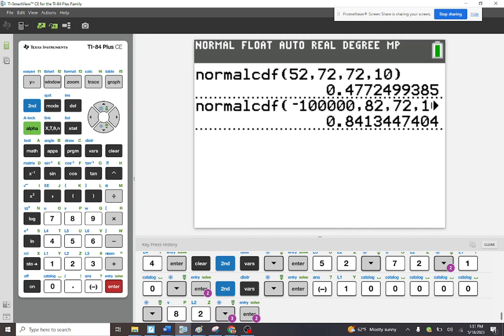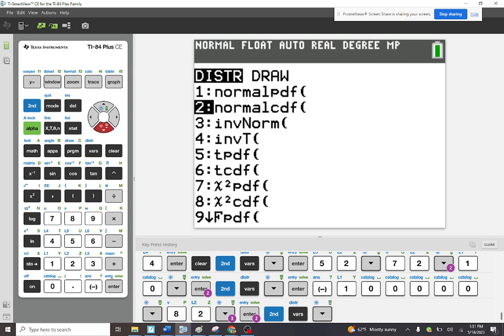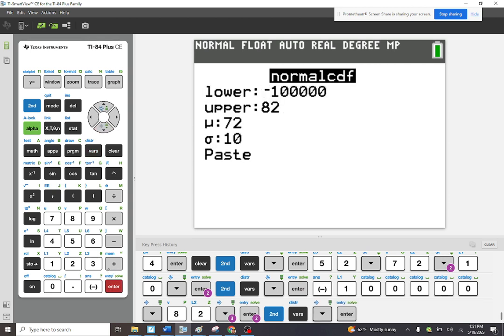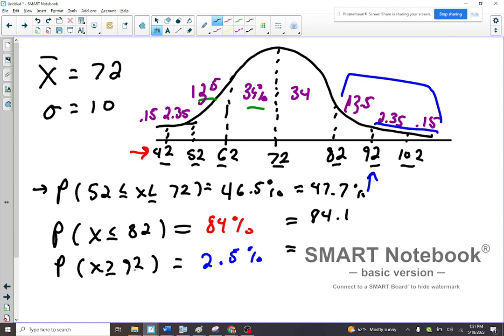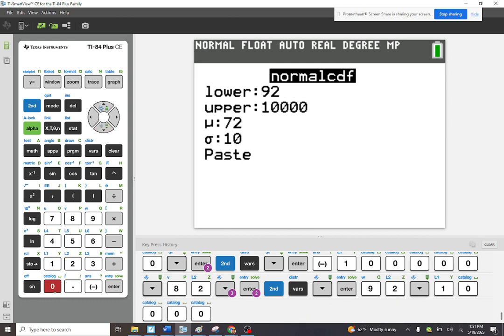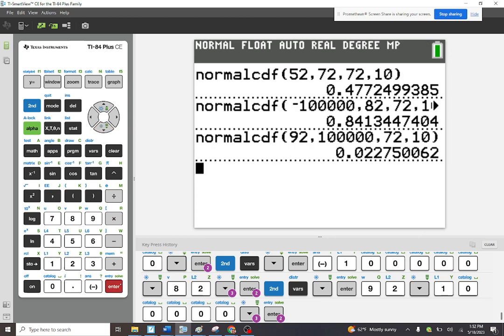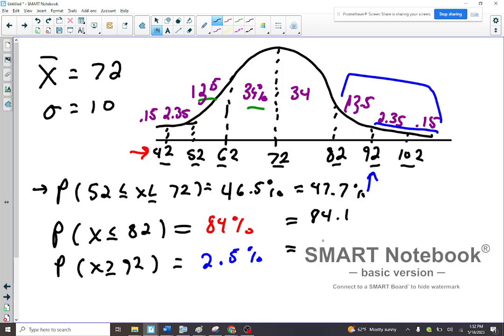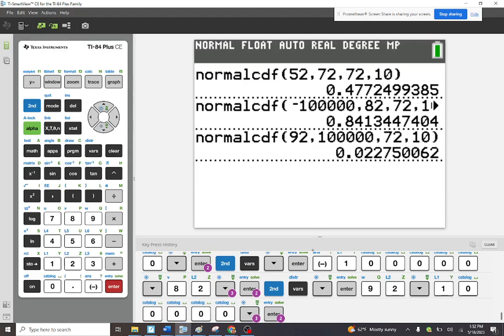And then the other direction, second vars, normal CDF. In this case, I have an upper bound. Because I want something bigger than 92, I plug in 92 here, while for the upper bound I'm going to plug in something really big, like 10,000, maybe a million, because I need something really big to represent that. Paste, enter, 2.27. We got 2.5. I got 2.25.